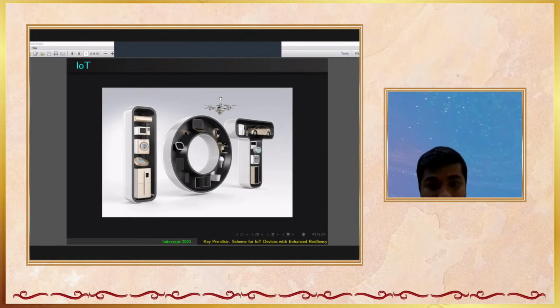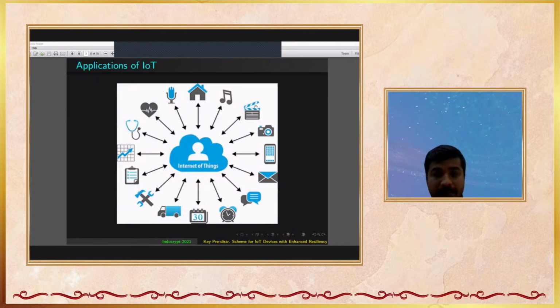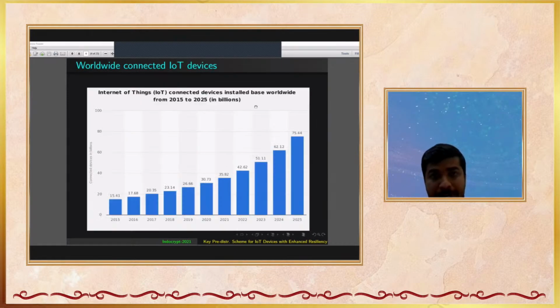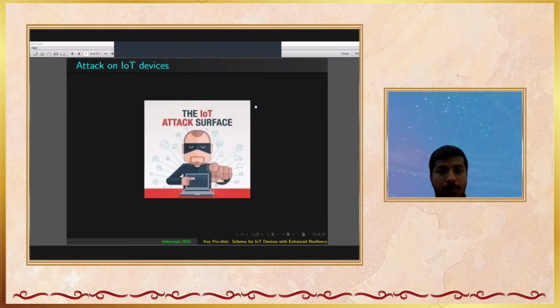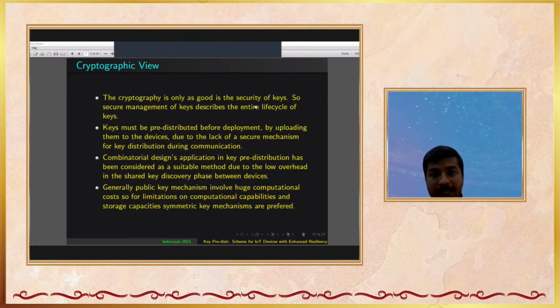So what is IoT? We all know that IoT is the Internet of Things. All devices connect via the Internet of Things, and worldwide, connected IoT devices have grown exponentially. Since IoT has a lot of applications, it is very important to understand its security aspect. In case of attack from any adversary, things might go very wrong. So my target is to give a security aspect of IoT devices from a mathematical point of view.